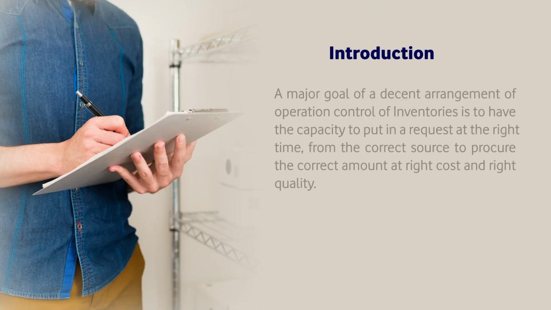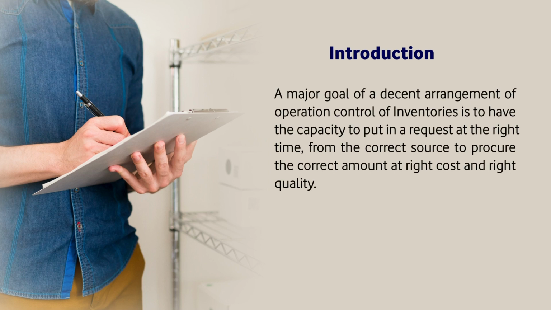Then, why we want to control the inventory. The introduction to that: the major goal of a decent arrangement of operation control of inventory is to have the capacity to place an order at the right time from the correct source to procure the correct amount at the right cost and right quality. It means whenever inventory is required, it is available on the site at the right time when it is required. And also we have to see that the cost should be reasonable.